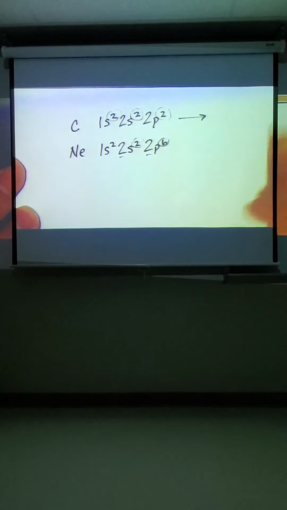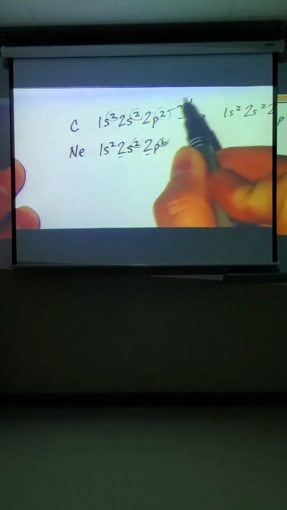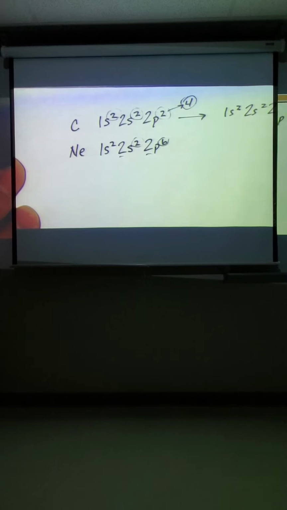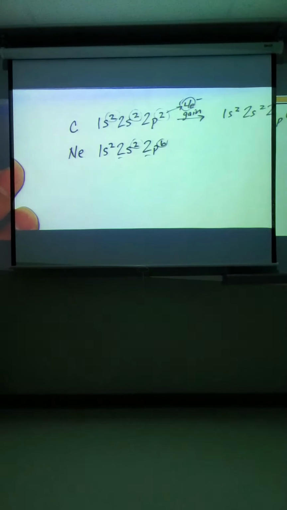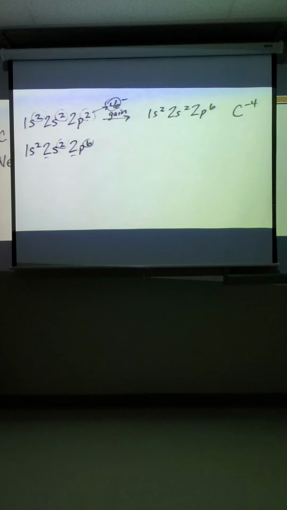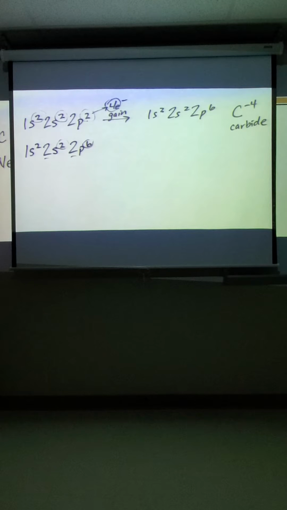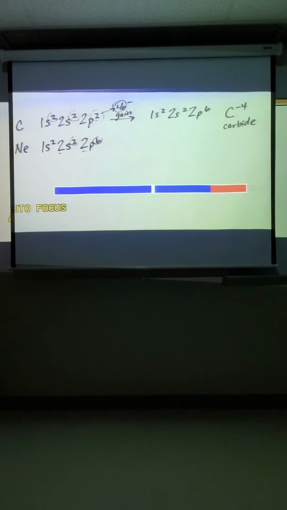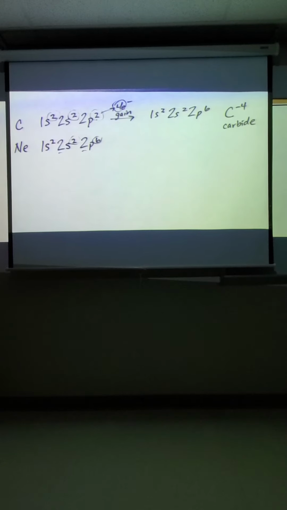Well, in order for carbon to become a 1s2, 2s2, 2p6, this number needs 4 more. What do you think those 4 represent? Those 4 represent electrons that needed to be gained in order to turn 2 into 6. So in our case, carbon loves a -4. If carbon loves a -4, this is what we would call carbide in a later chapter. So as we look at neon and look at carbon, we just realize all elements want to be like noble gases. It's just our job to figure out which direction they need to go.